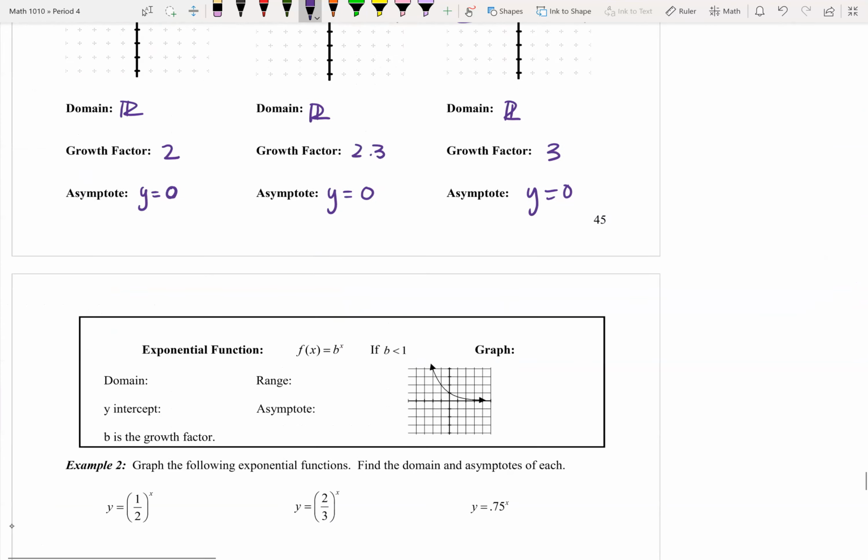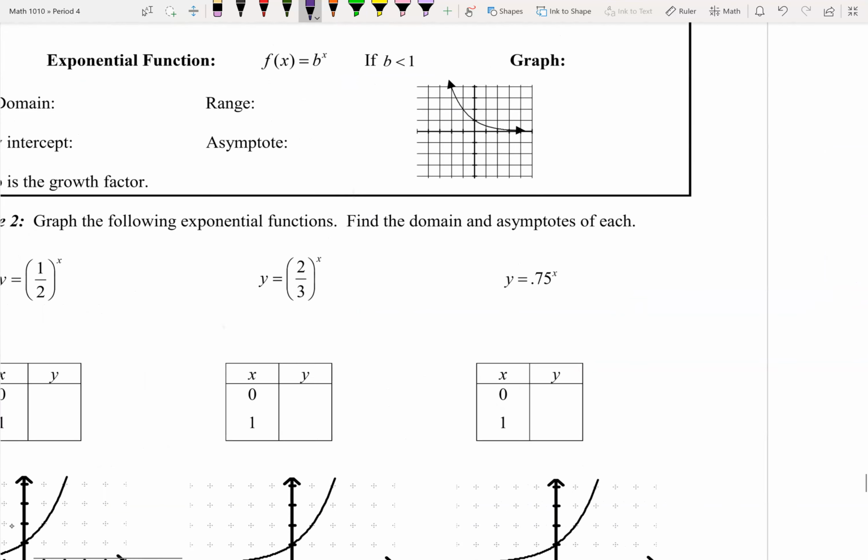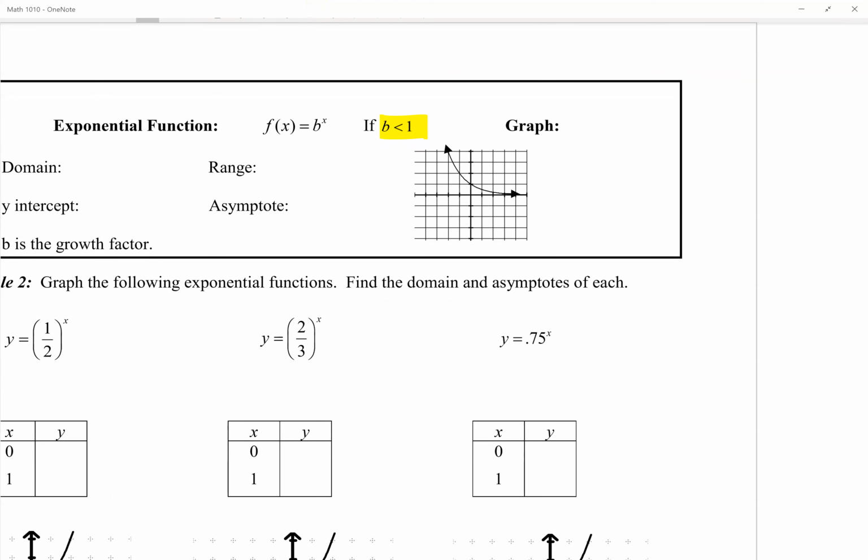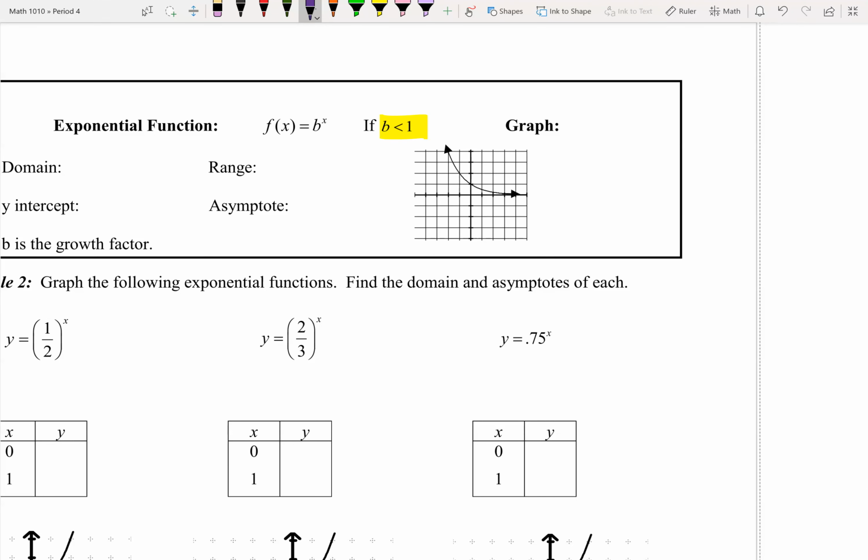Easy. Okay, now look at this one. This one's going the other way. Okay, why is it going the other way, guys? Because b is less than 0. B is less than 1, sorry. You don't have to memorize it though, guys. I don't need you to say, oh yeah, b is less than 1, so it's going to swing the other way. You don't have to do it because it happens automatically, okay?